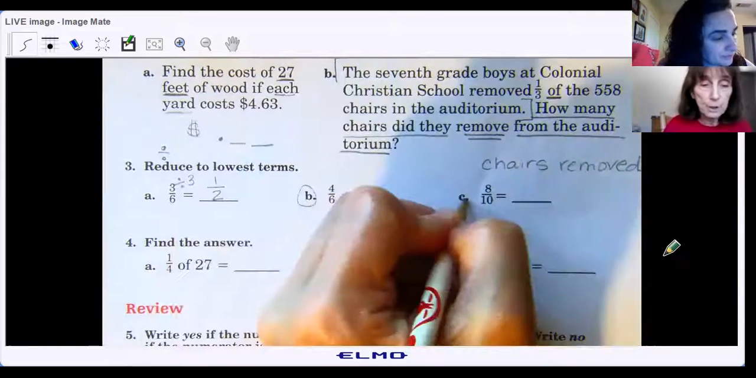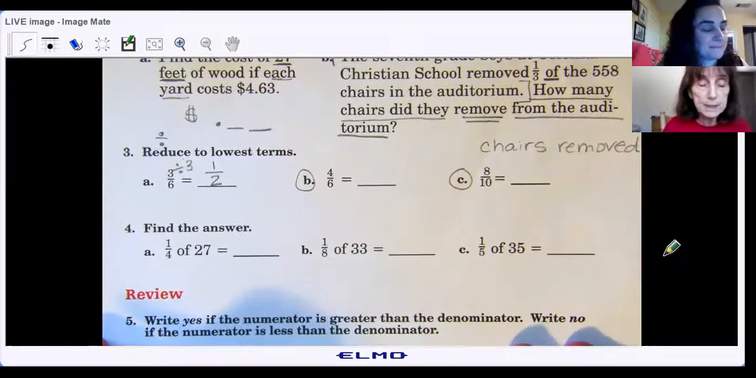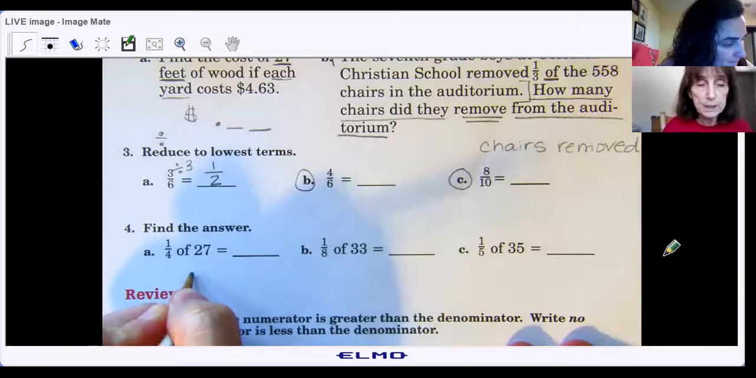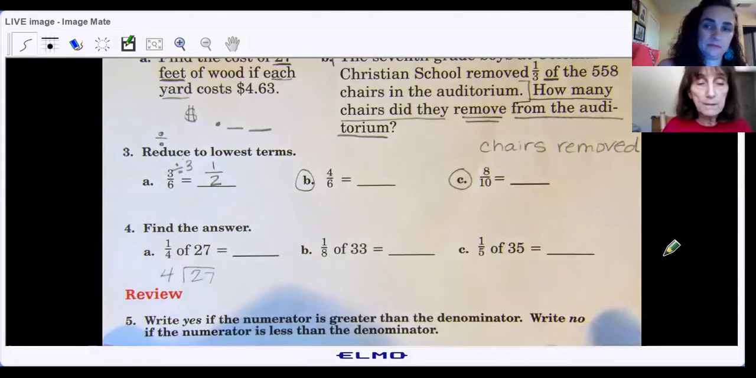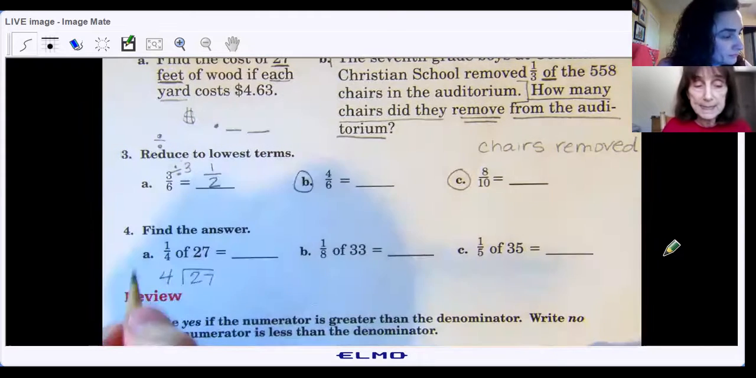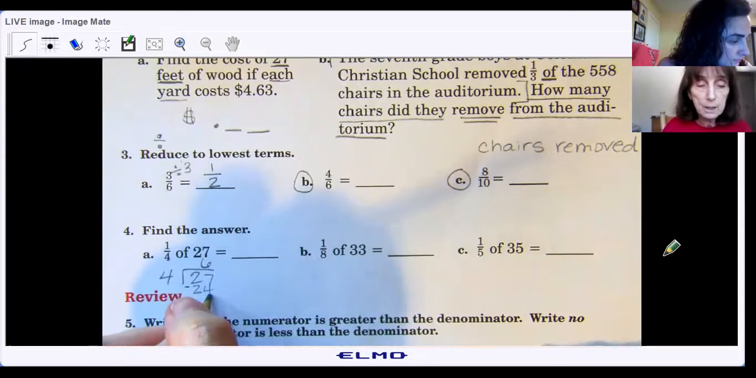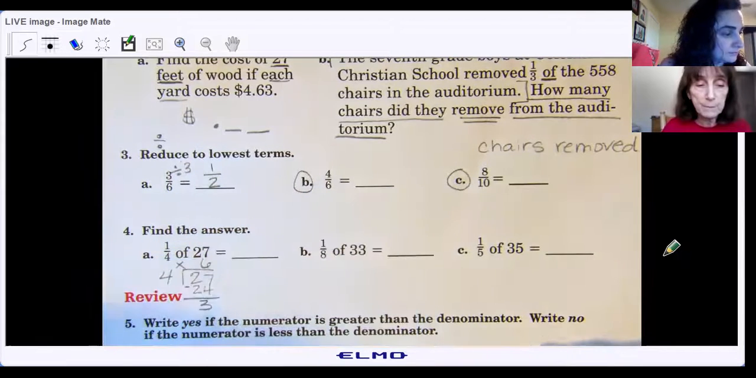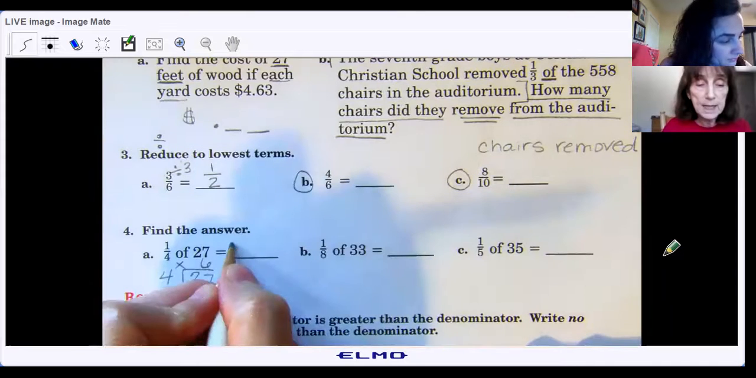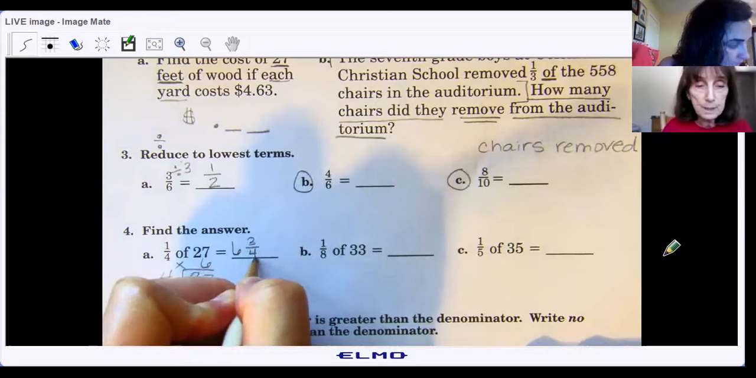All right, number 4. Find the answer. 1/4 of 27. That means you're going to divide 27 by 4. All right, and the answer is what? 6. 6 times 4 is 24. Draw your line and subtract. 27 take away 24 is 3. So 6 and 3/4 is your answer.